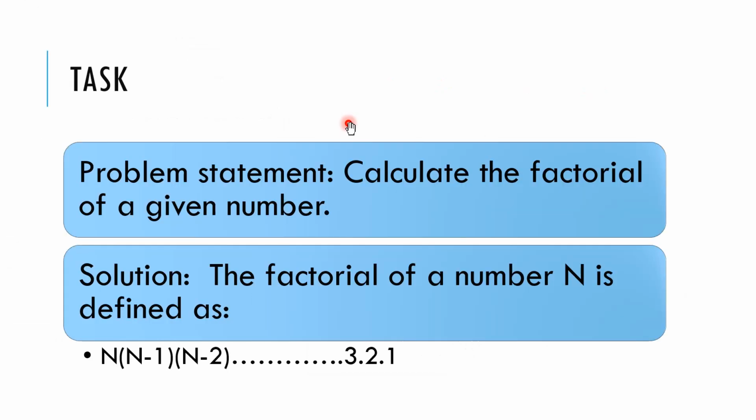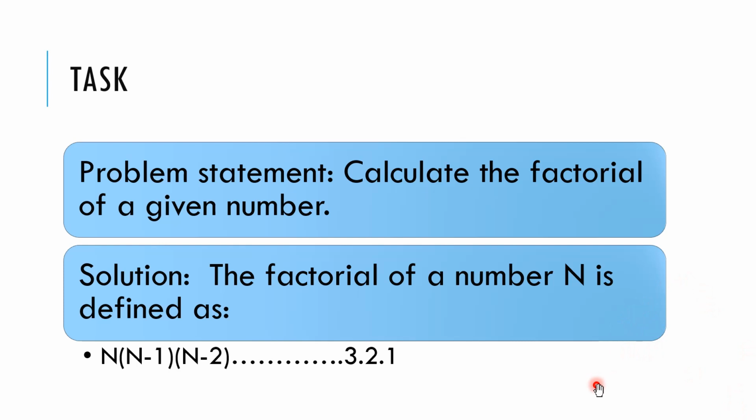Okay, next the problem statement is that we have to calculate the factorial of a given number. The number will be given by the user. Suppose the number is 10, so we have to find 10 factorial. The general formula of a factorial is n into n minus 1 into n minus 2 up to 3 into 2 into 1. So for 10, it will be 10 multiplied by 9 multiplied by 8 multiplied by 7 multiplied by 6 into 5 into 4 into 3 into 2 into 1.